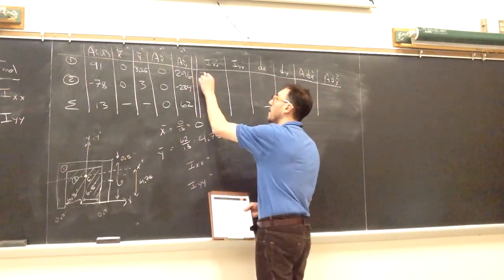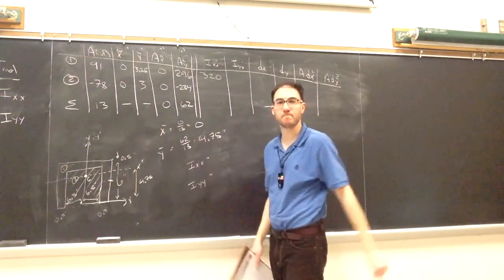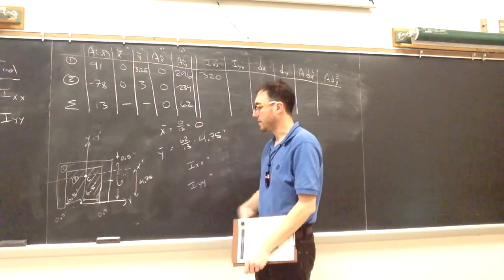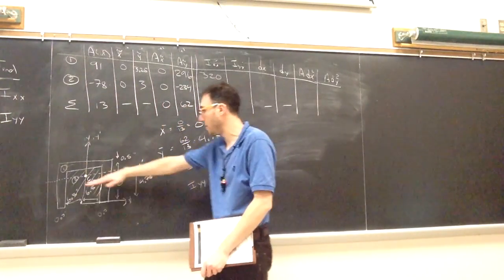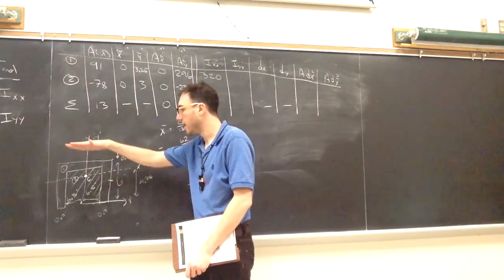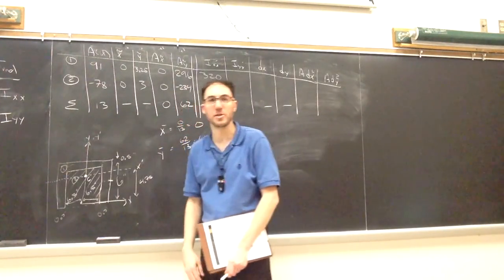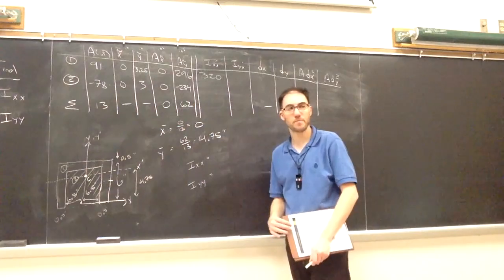320.4. Right, I'll just write 320. So yeah, it's about the horizontal axis, which is our IXX, so that's why I'm cubing the vertical dimension and leaving the horizontal dimension to the first power.